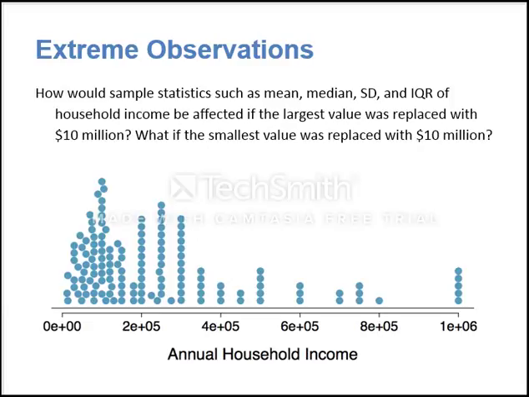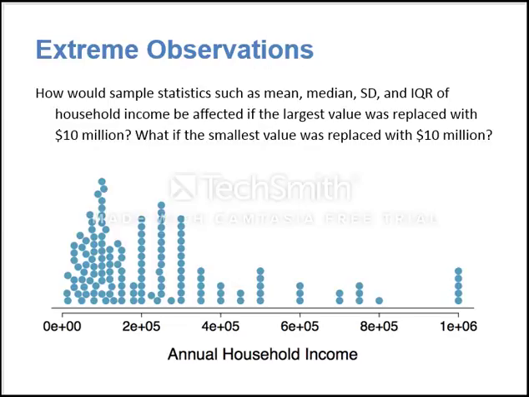So one application of all of these measures of variation and measures of center that you'll need to know for the certification exam is understanding how sample statistics such as the mean, median, standard deviation or variance, and IQR would be affected if there are particular values of outliers. So for example, if the largest value of household income was replaced with 10 million, then how would these various measures be affected?